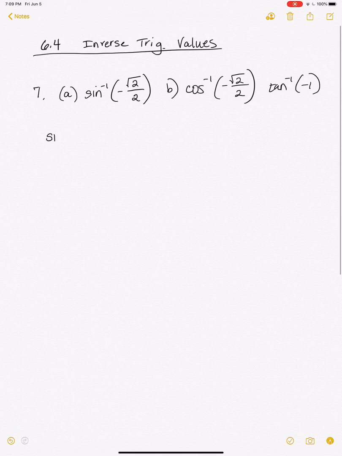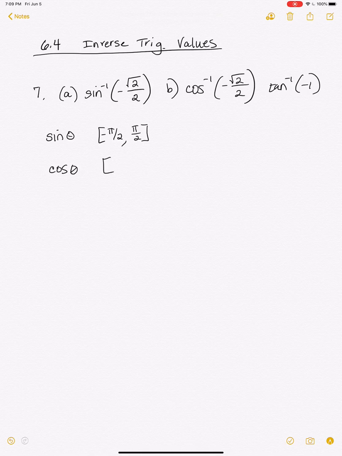And so the sine function was restricted to negative pi over 2 to pi over 2. The cosine function was restricted to 0 to pi. And then our tangent function was restricted to negative pi over 2 to pi over 2. All right, so when you list these angles, when you're finding the inverse of a function, you are finding an angle. So you're going to have to list them within these particular domains.